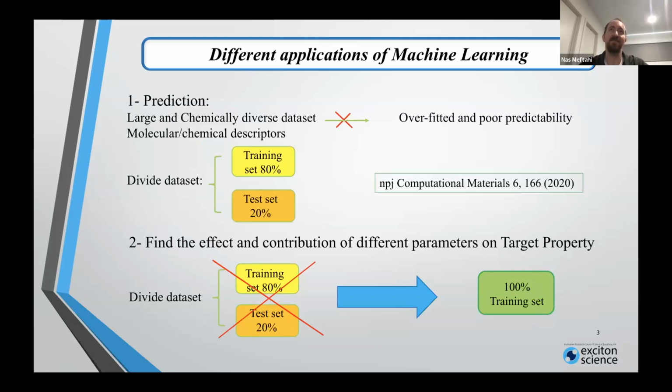Now, in general, the approach is you take all of your data and you divide it and use 80% as the training set and 20% as the test set. So you take 80% of the data points and use that to train the models. And then once you have the model, you use it on the remaining 20% of the data set to see, does it actually work? Does it actually predict the things in the test set that weren't used to train the model?